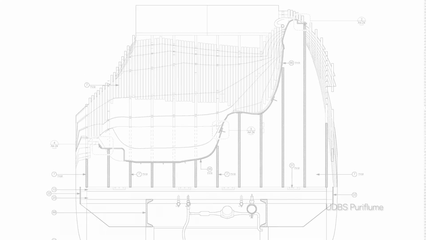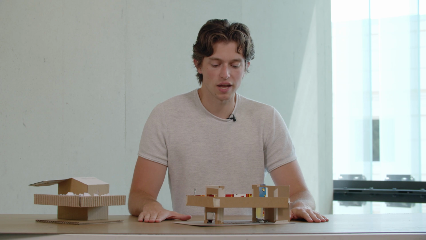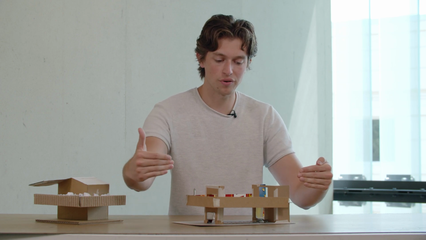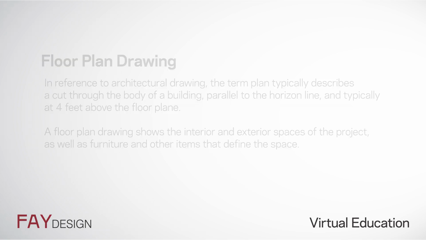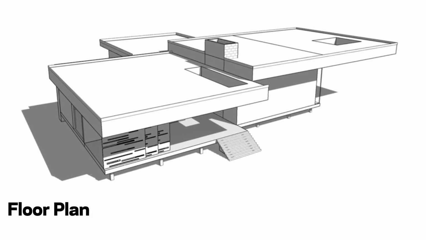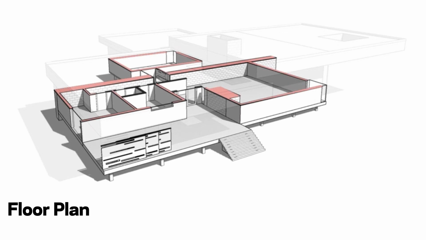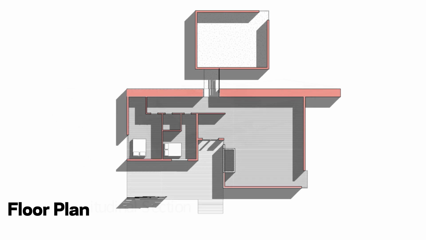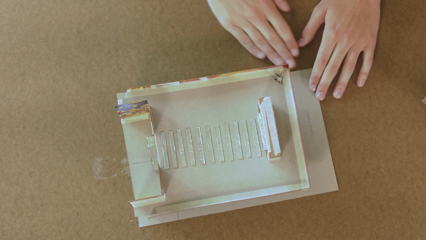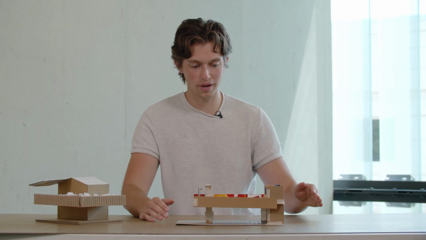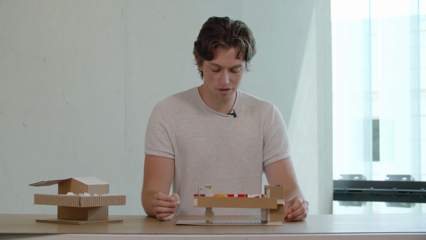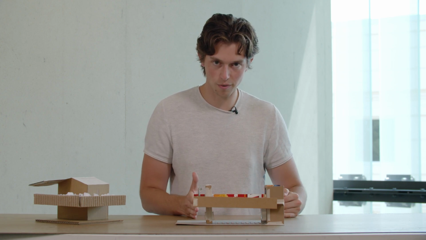Now we're going to talk about how to make a plan. If a section is a cut through the building vertically, a plan is very much the same idea, just flipping that in a different direction. A plan is a cut horizontally. If a section is a cut down, a plan is a cut across. So if I were to make a plan on this model, I would make a cut 4 feet above the ground, through my walls, through my doorways, through all my openings, and then we'd be looking directly down on the lines left over from that cut.